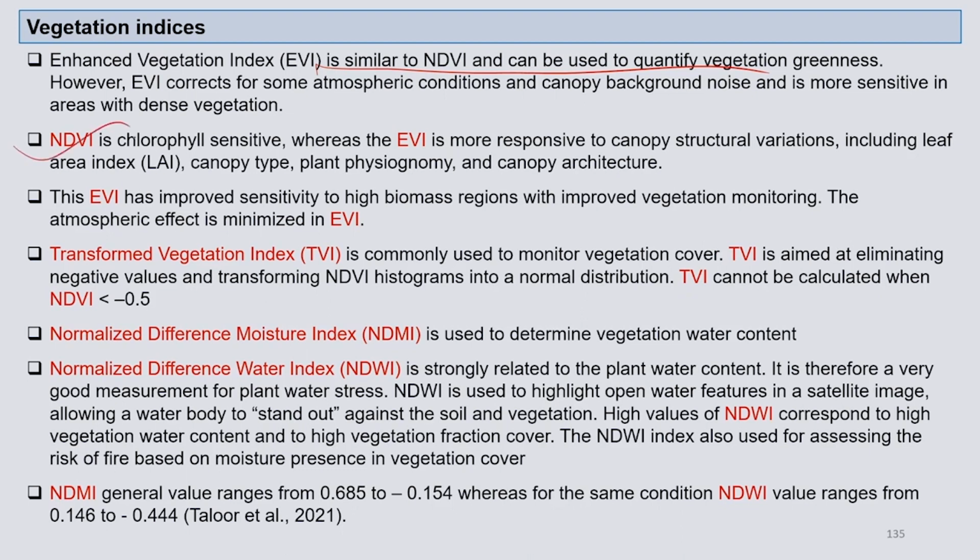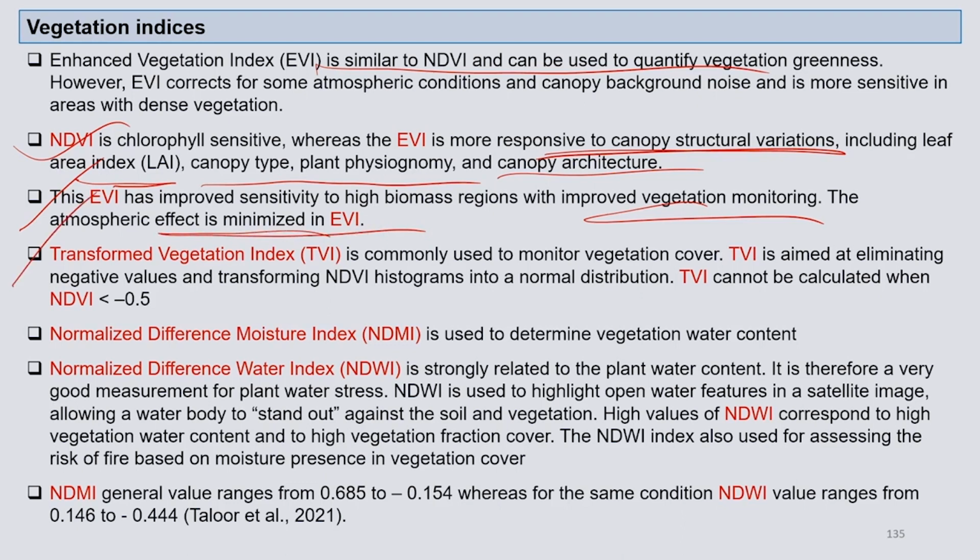NDVI is chlorophyll sensitive, whereas EVI is more responsive to canopy structural variation, and that includes your leaf area index, canopy type, plant physiology, canopy architecture. EVI has also improved sensitivity to high biomass regions, forest area, with improved vegetation monitoring. The atmospheric effect, as I just said, gets minimized in the case of EVI.